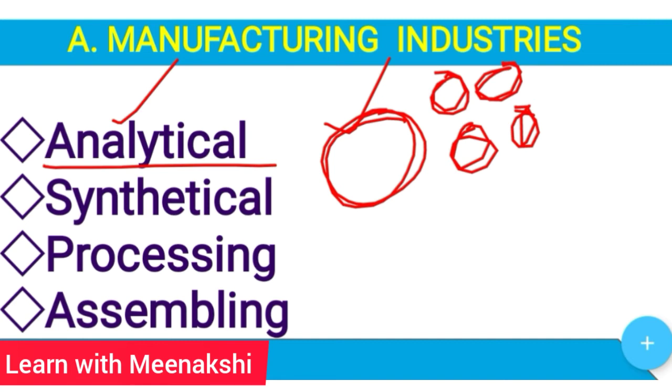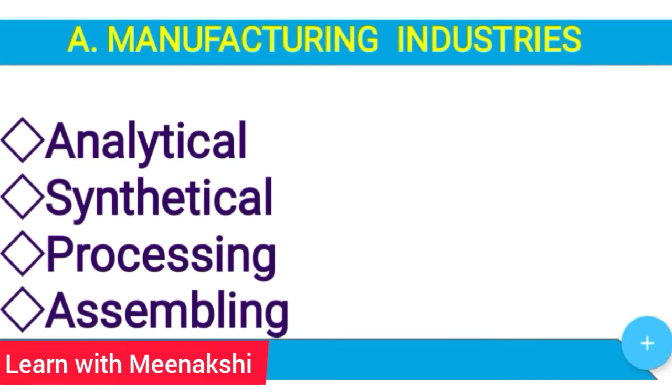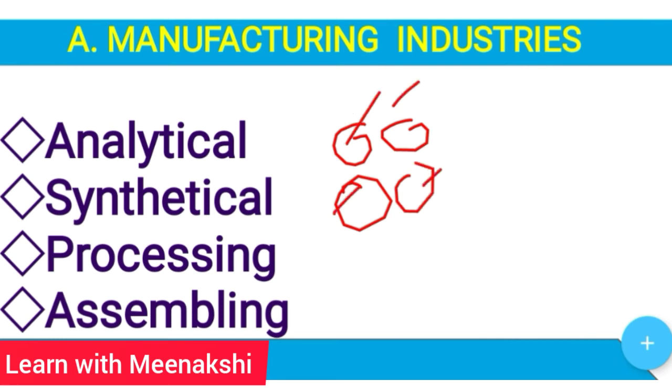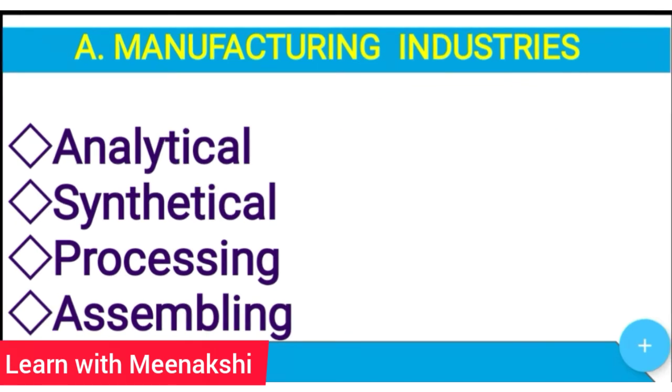Let's move on with the next type of industry. It is synthetical industry. This industry usually combines various ingredients into a new product. For example, there are various products. We're going to combine all these products to make a new product. Example, cement.